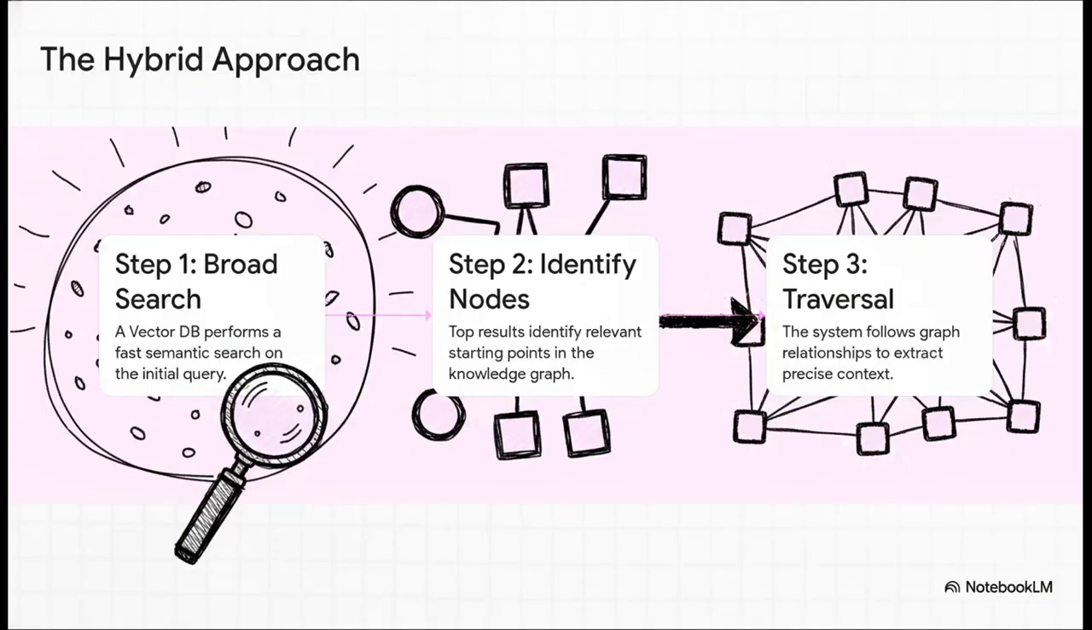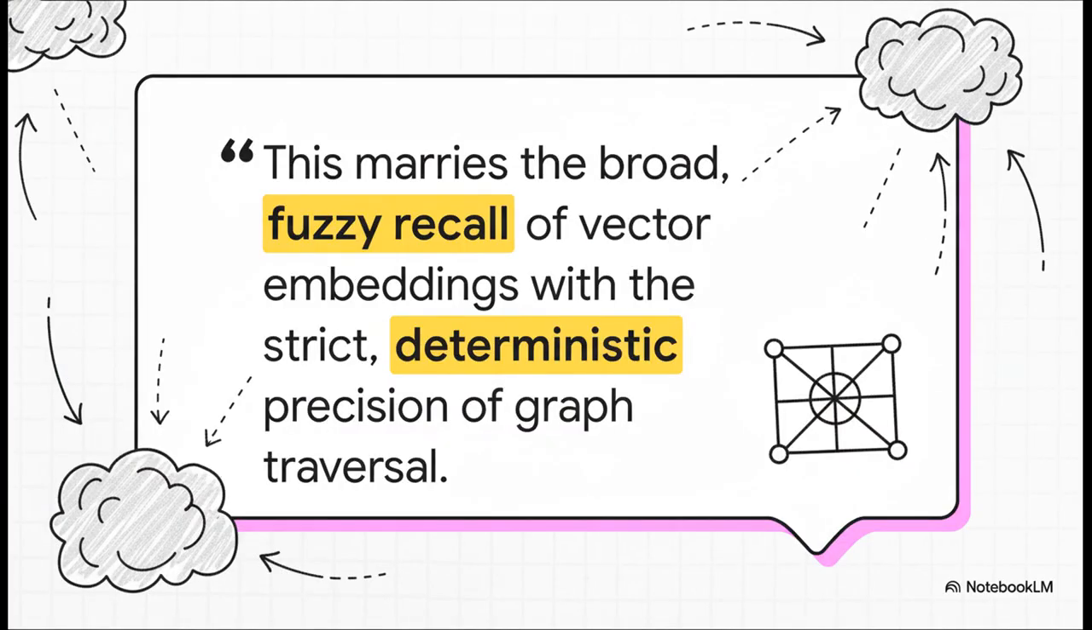Here's how this hybrid approach works, and it's really elegant. First, the agent uses the vector database to do a quick, broad search, just to get into the right neighborhood. Then, the top results from that search become the starting points, or entry nodes, into the knowledge graph. From there, the system can follow those precise, structured connections to find the exact, detailed context it needs. And this approach perfectly marries the broad, fuzzy recall of a vector search with the strict, deterministic precision of a graph. It's genuinely the best of both worlds. You get the speed of one and the pinpoint accuracy of the other, all working in harmony.